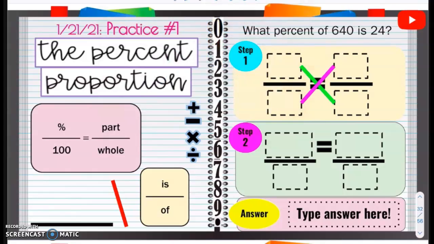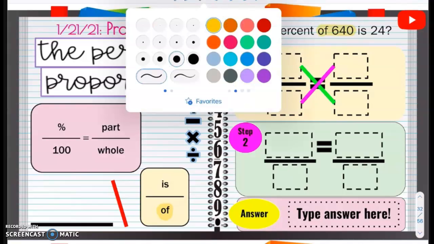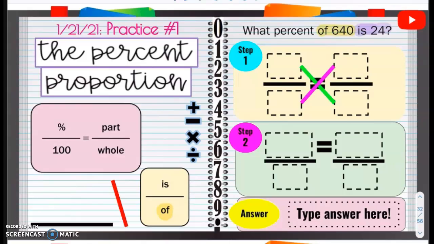So we have what percent of 640, so remember that "of" and "is". So we're going to do that. "Is" goes on top, is 24. So we're going to have that 640 is that total, or that "of", so 640 is going to go in our denominator here. The "is" is going to go in our numerator.